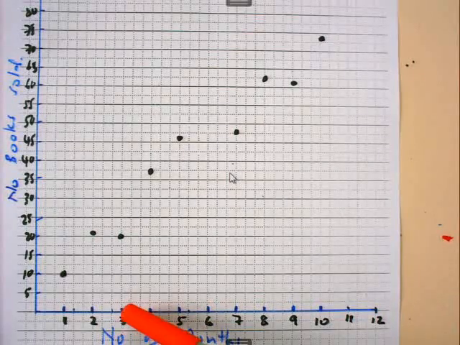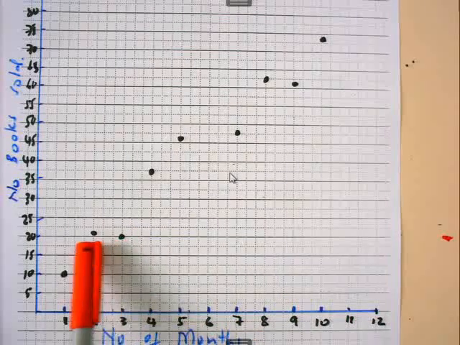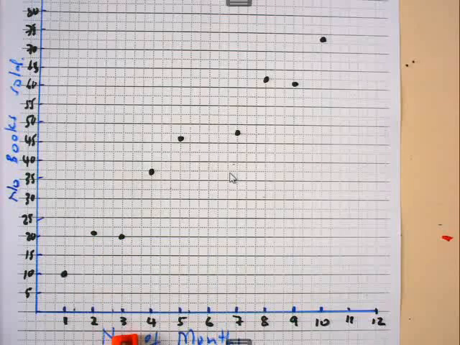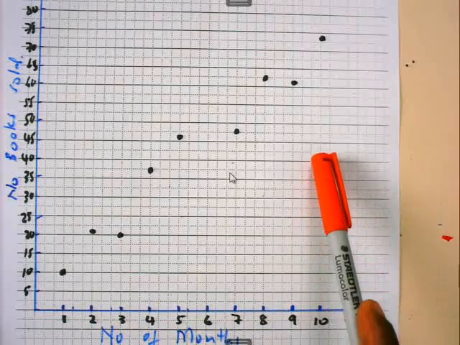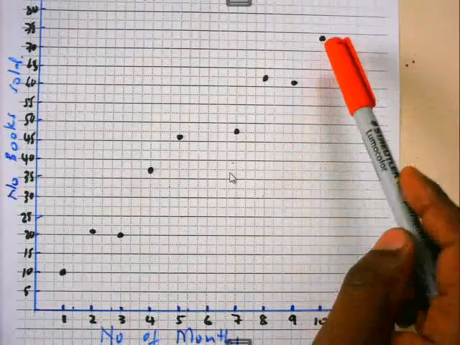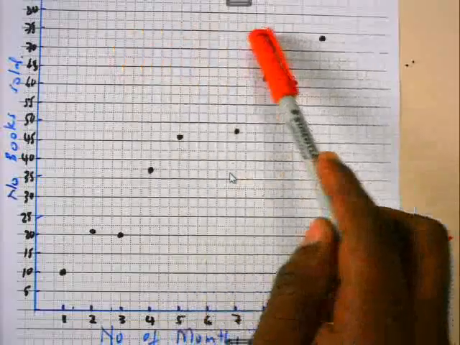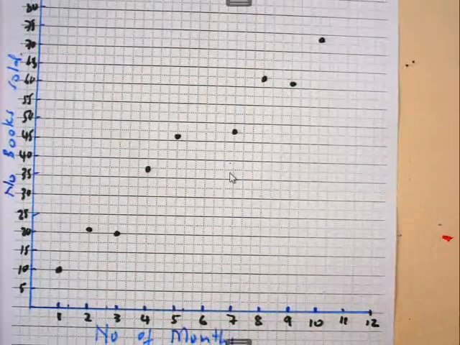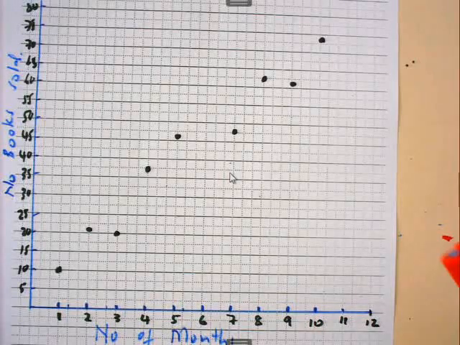Look at the third month. We said 20 books were sold. Can you see that? In month number 3, 20 books were sold. But when you look at the 10th month, you see that a lot of books were sold. There it is. Around 74 books were sold in the 10th month or so. Now that becomes the information we have on our scatter plot. I'm sure everybody is happy with that.